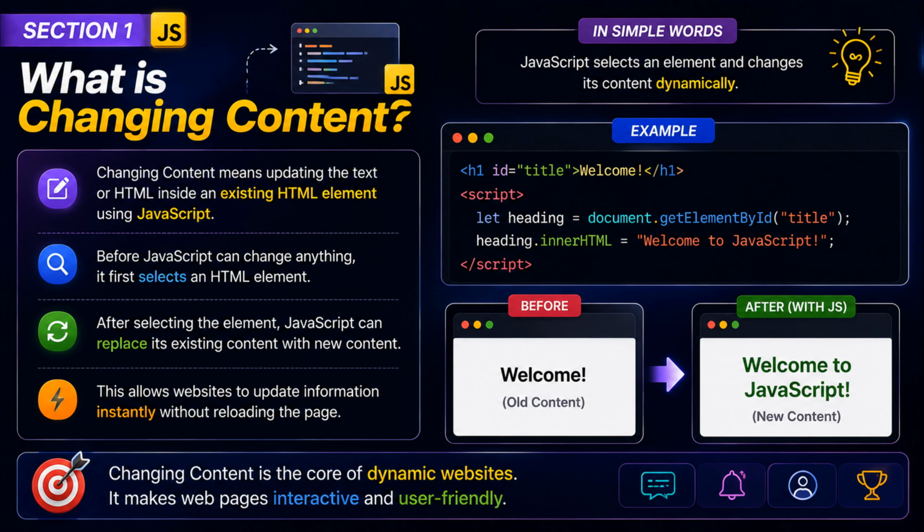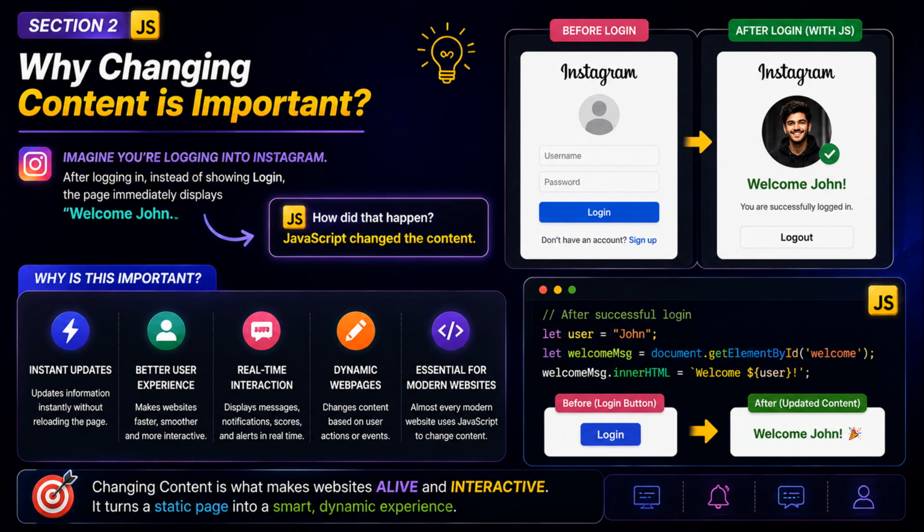What is changing content? Changing content means updating the text or HTML inside an existing HTML element using JavaScript. Before JavaScript can change anything, it first selects an HTML element. After selecting the element, JavaScript can replace its existing content with new content. This allows websites to update information instantly without reloading the page.